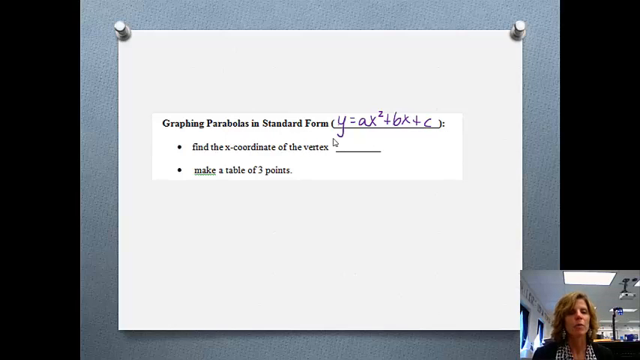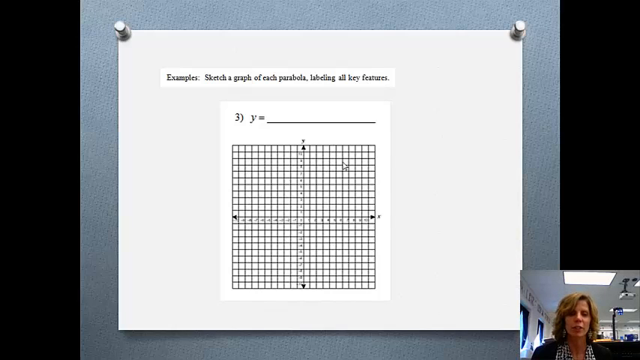All right, when something's in standard form, notice it's not obvious to find the vertex, so that's what we're going to have to do first, and then we will also make that table of 3 points. Okay, the new part is we are going to be finding the x-coordinate of the vertex by doing opposite b divided by 2a. All right, so that's the new step that we have to remember. We'll do some examples to see if you can figure that out.